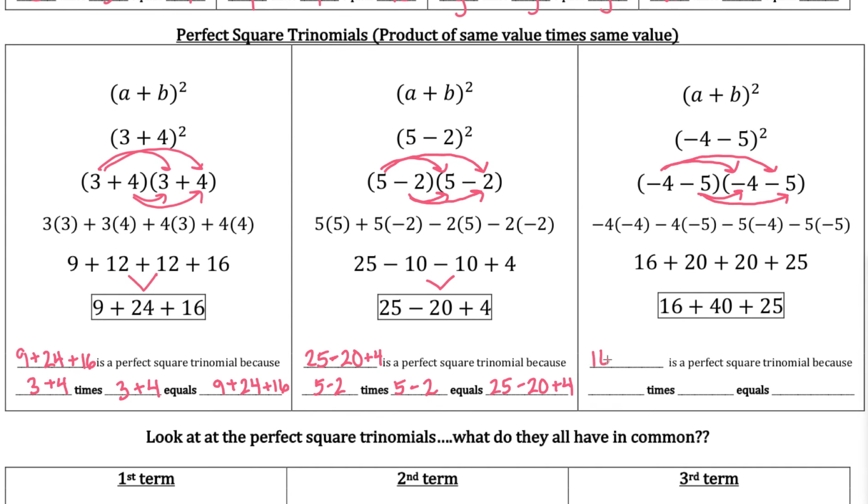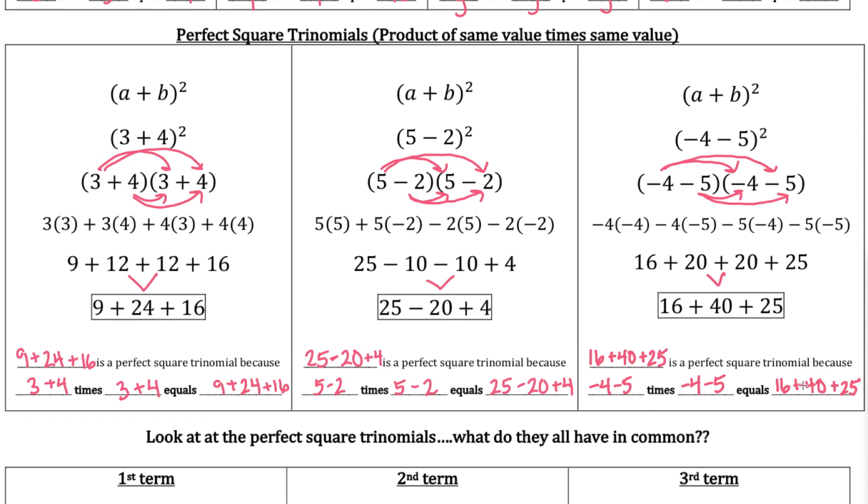Then we put these terms together, the two middle terms. So we get 16 plus 40 plus 25. We know that that is a perfect square trinomial because negative 4 minus 5 times negative 4 minus 5 equals, or can be expressed as, 16 plus 40 plus 25.